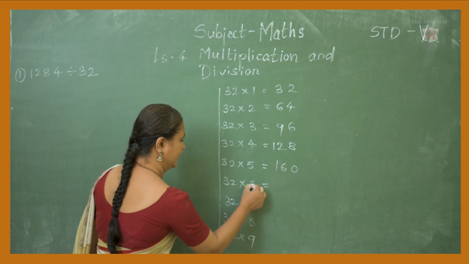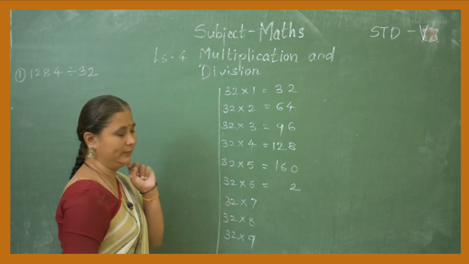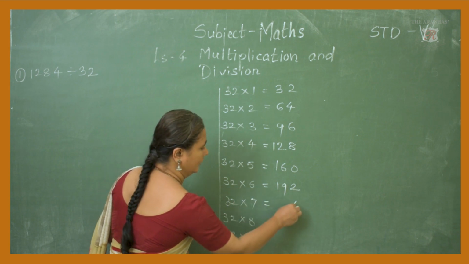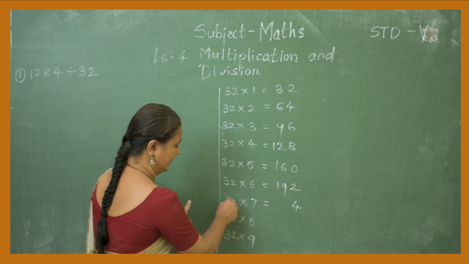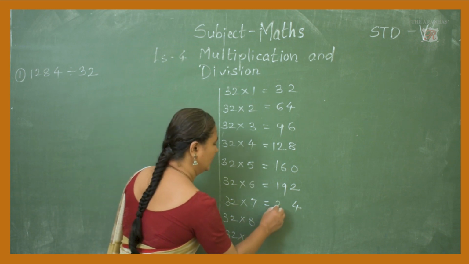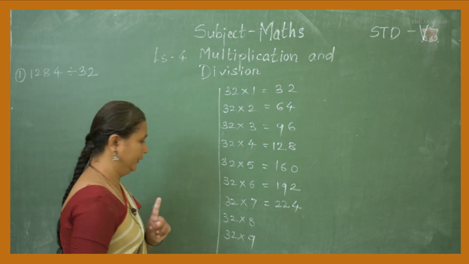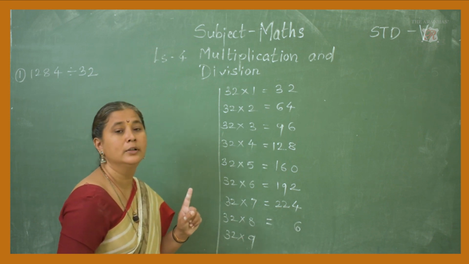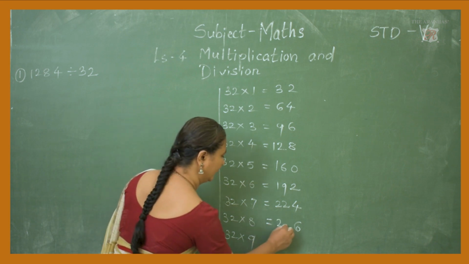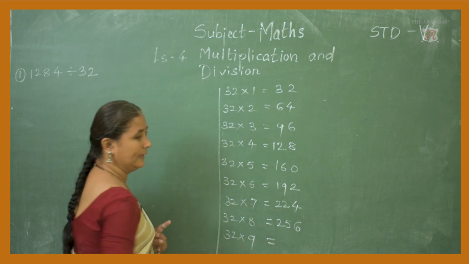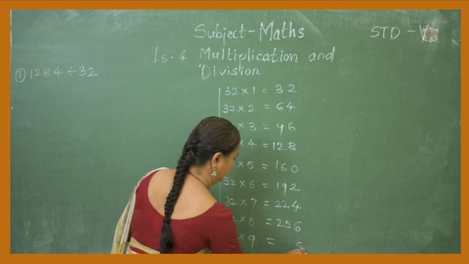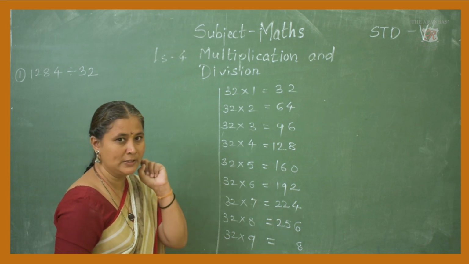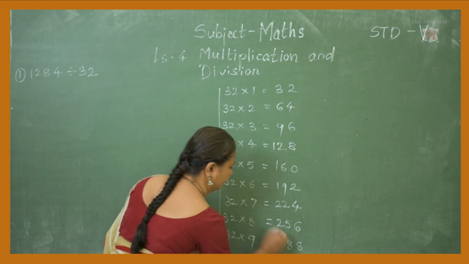Okay. Then 6 2s are 12, 1 for carry. 6 3s are 18, 18 plus 1, 19. 7 2s are 14, 1 for carry. 7 3s are 21, 21 plus 1, 22. 8 2s are 16, 1 for carry. 8 3s are 24, 24 plus 1, 25. 9 2s are 18, 1 for carry. 9 3s are 27, 27 plus 1, 28. Okay.